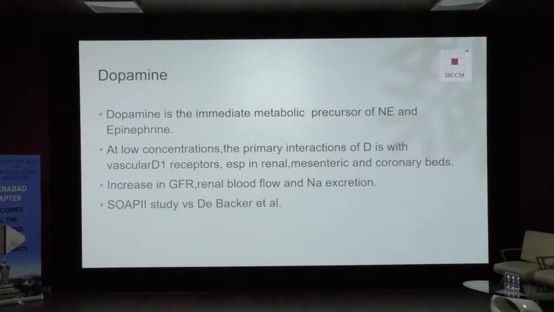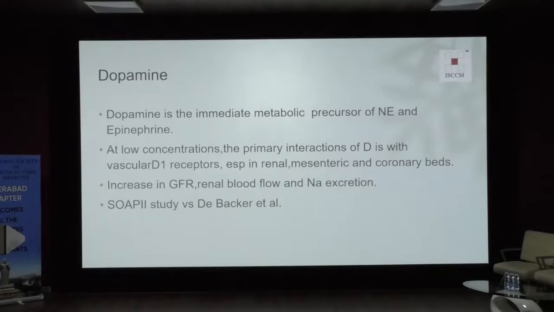Third one is dopamine, an immediate metabolic precursor of NE and epinephrine. It has various actions based on the concentration. The primary interaction is with the dopamine receptors in the vasculature, especially in renal, mesenteric and coronary beds. It increases the glomerular filtration rate, renal blood flow and sodium excretion.